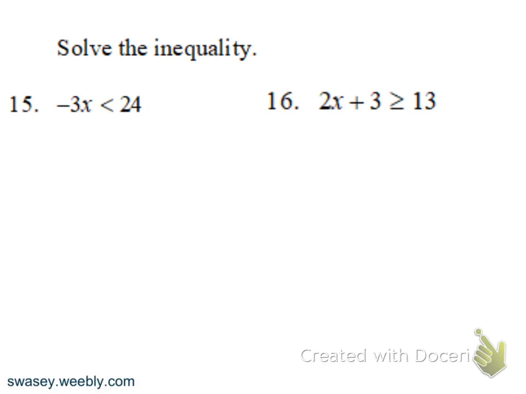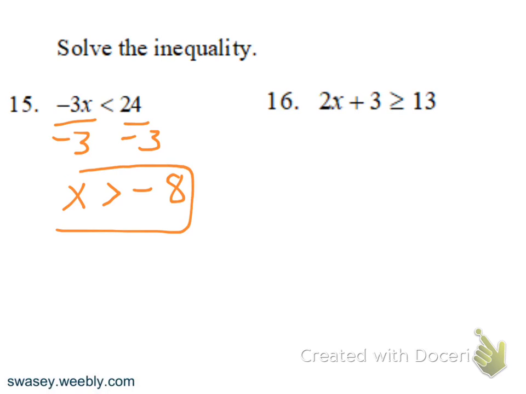Here we're solving inequalities. To get rid of multiplying by a -3, we'll divide both sides by -3. One of the things that you have to remember when you're solving inequalities is if you divide both sides by a negative, or if you multiply both sides by a negative, you have to reverse the inequality symbol. So on this one, we should have x is greater than -8.